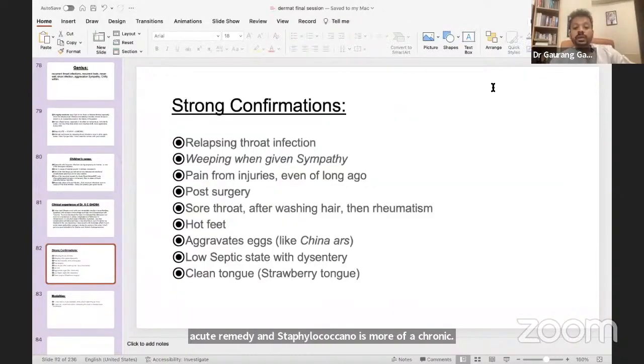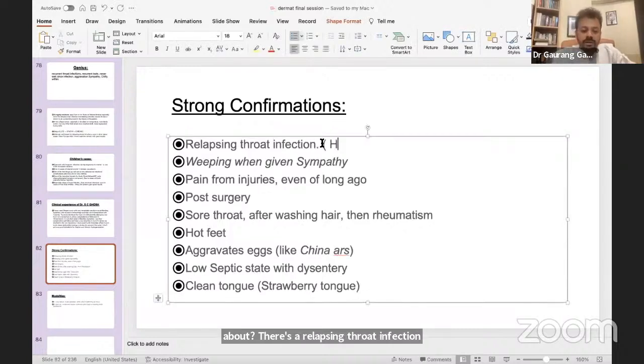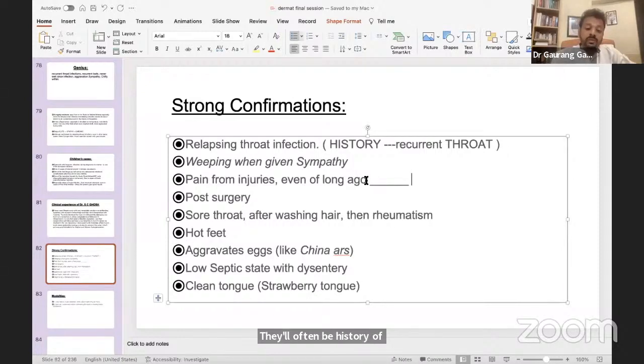What are the confirmations which I want to tell you about Streptococcinum? There's a relapsing throat infection. Always in Streptococcinum, there will be a history that the patient is getting recurrent throat infection. There will often be a history of injuries in the past, and that's why in many cases arnica may later on require Streptococcinum. Many post-surgery related pathologies require Streptococcinum.